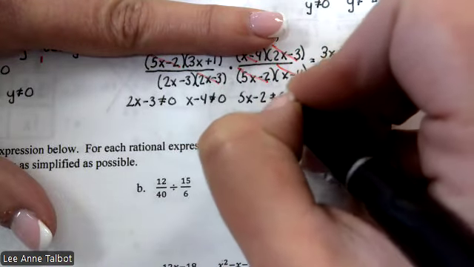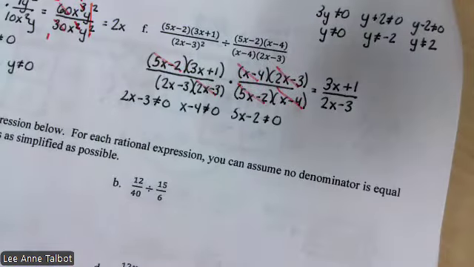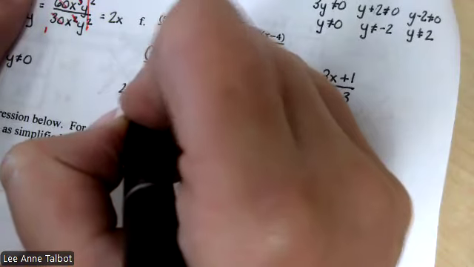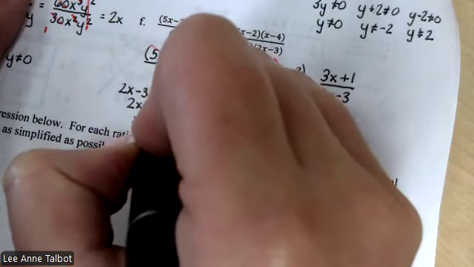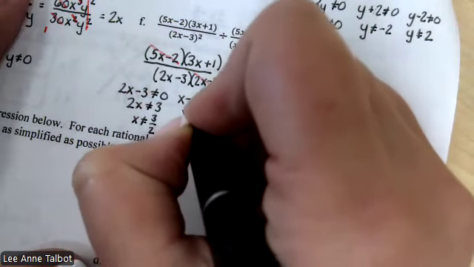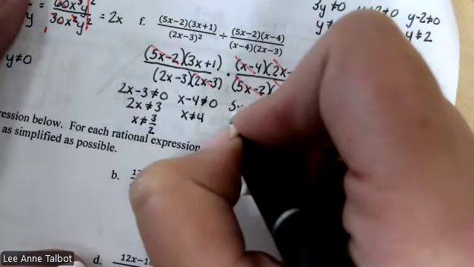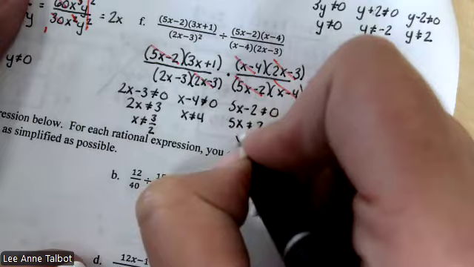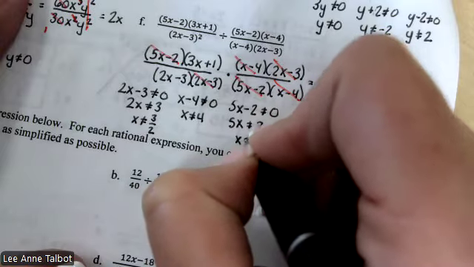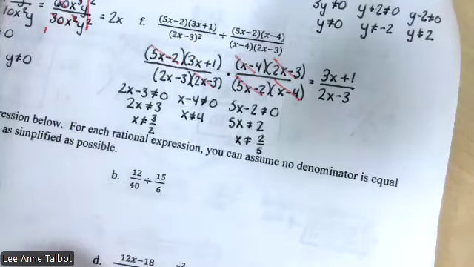But I need the 5x minus 2 cannot equal 0. Yikes. 2x cannot equal 3. X cannot equal 3 over 2. X cannot equal 4. 5x cannot equal 2. X cannot equal 2 fifths.